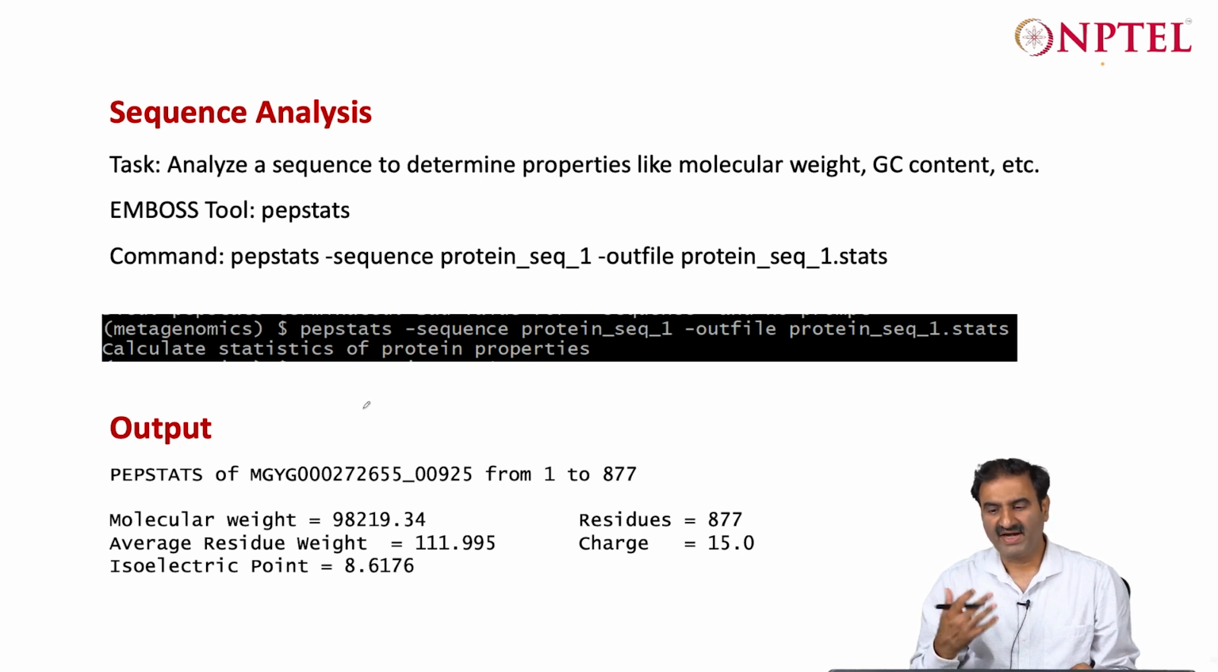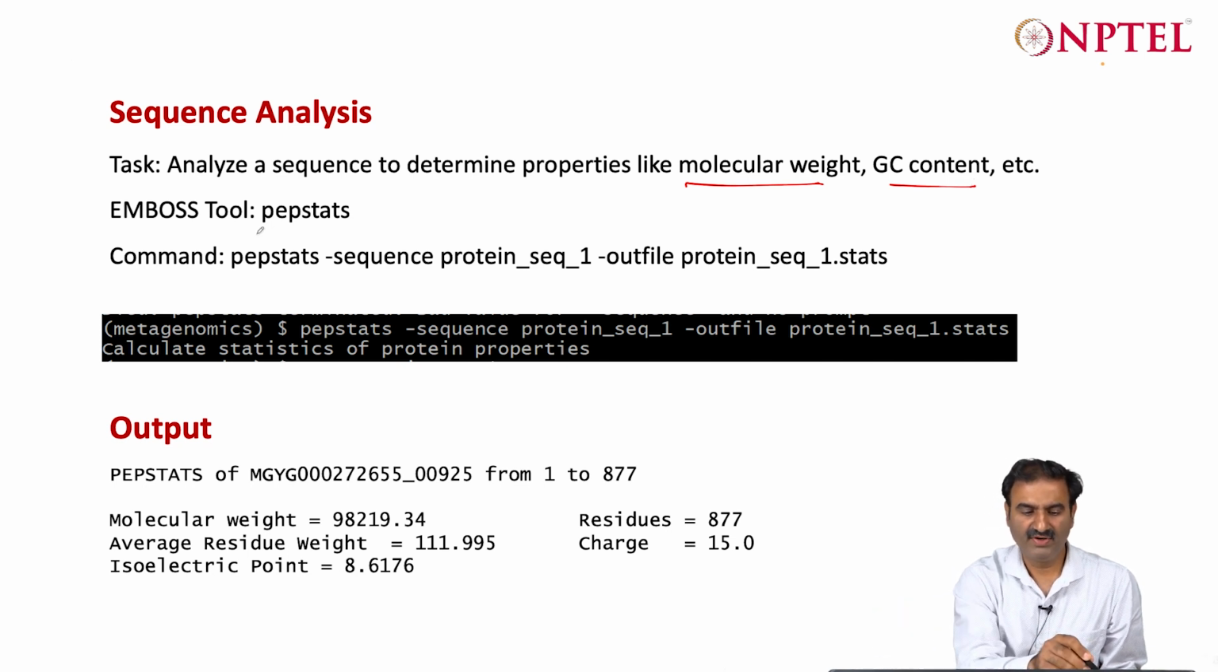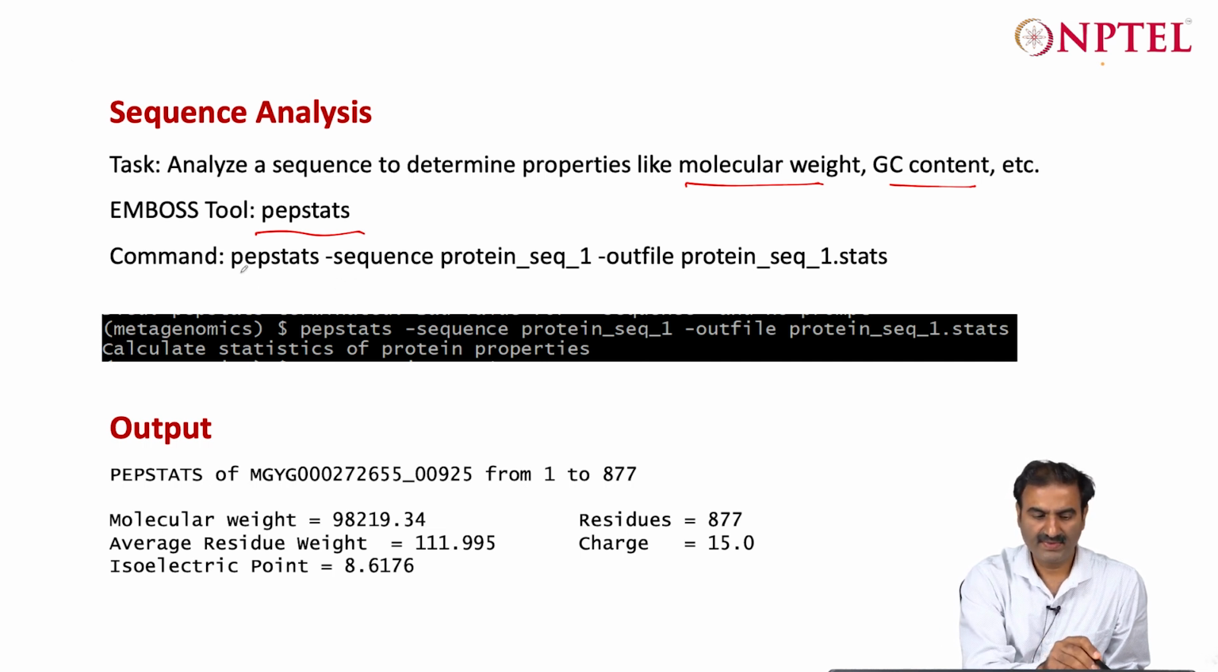Finding statistics of a protein, properties such as molecular weight, or GC content of a sequence. So we have a tool like PepStats. Again, a simple command line: at the $ prompt you will be writing PepStats, sequence name, minus sequence is this, output file which is this. So basically it will give you the statistics of that.